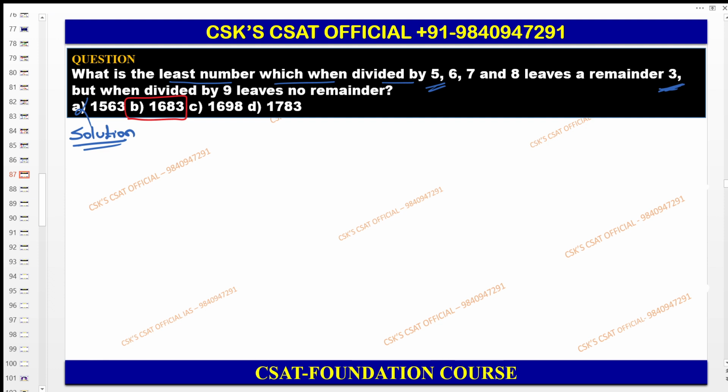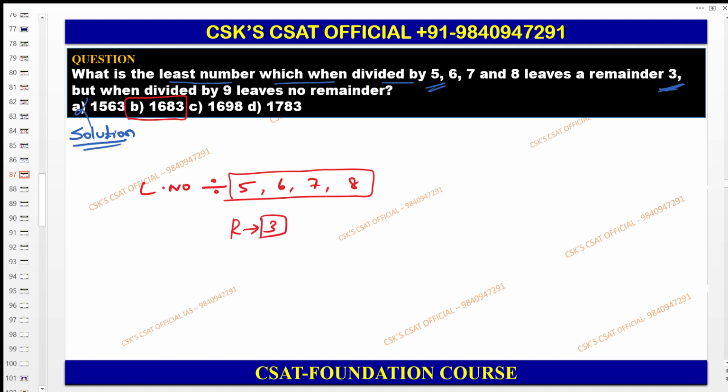What is the least number? Four options are there. Among these four options, one is the least number, whatever be the number. That least number has to be divided by 5, 6, 7, 8. When you divide that least number by 5, 6, 7, 8, in all the cases it has to give a remainder of 3.